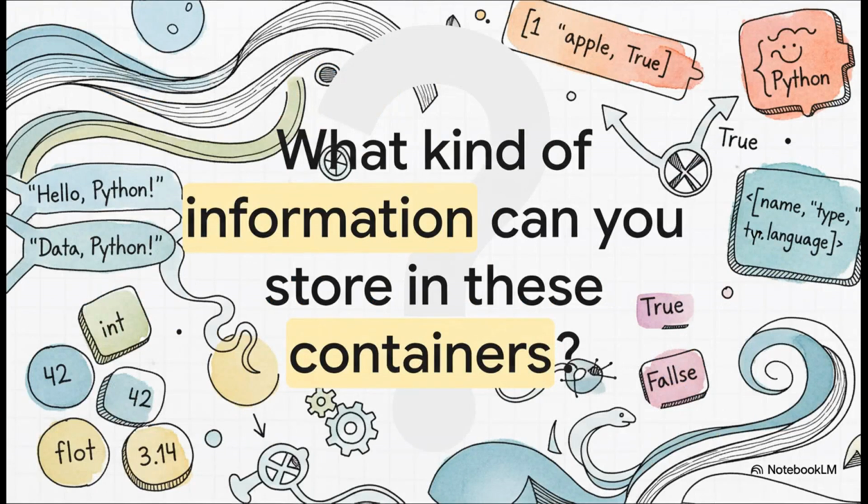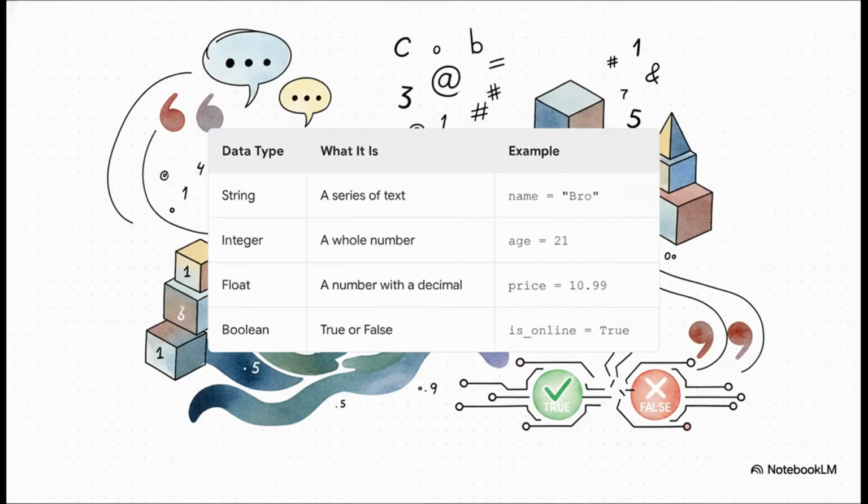So that kind of begs the question, right? What sort of information can we even put in these boxes? Because a word is totally different from a number, and Python needs to know how to handle each one. These different kinds of info are called data types. This table right here breaks down the 4 heavy hitters.